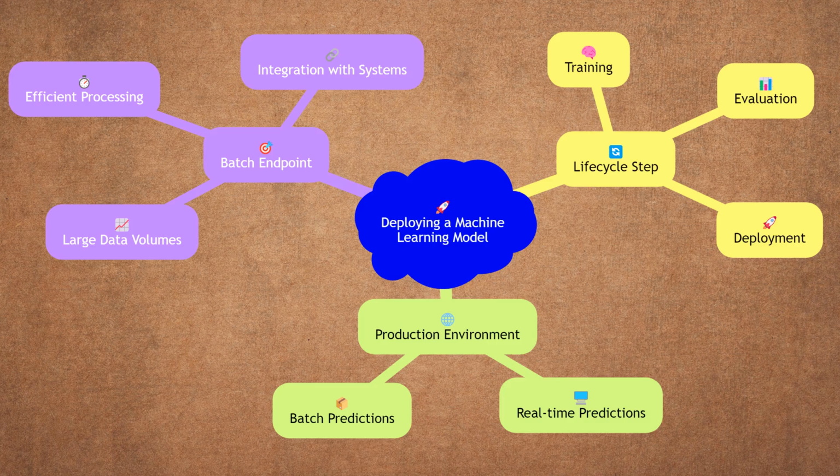Deploying a machine learning model is a critical step in the machine learning lifecycle. It involves making the trained model available for use in a production environment where it can make predictions on new data. This process ensures that the model can be accessed by end users or other systems, providing real-time or batch predictions. In this presentation, we will delve into the specifics of deploying a model to a batch endpoint, a method particularly useful for handling large volumes of data at once.